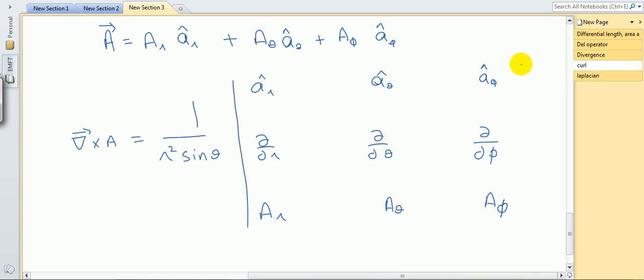This is not the complete formula yet. There are some extra terms which need to be multiplied with the theta component and phi component. And what are they? With a theta, r will be multiplied, and with a phi, r sine theta will be multiplied.